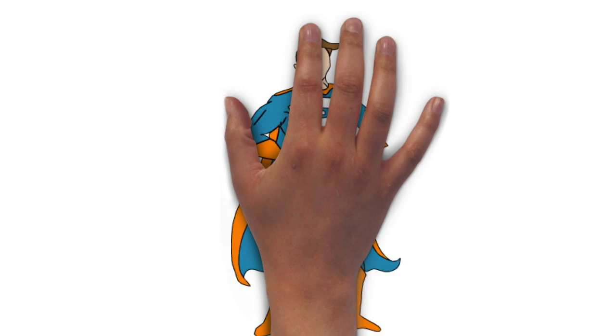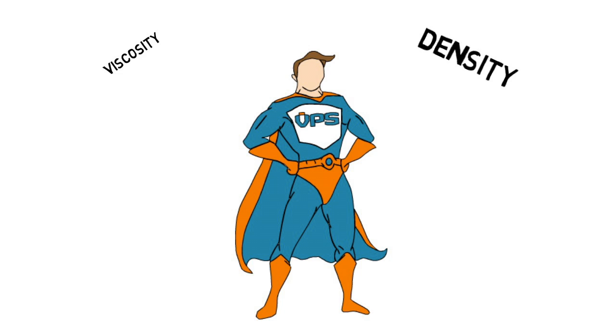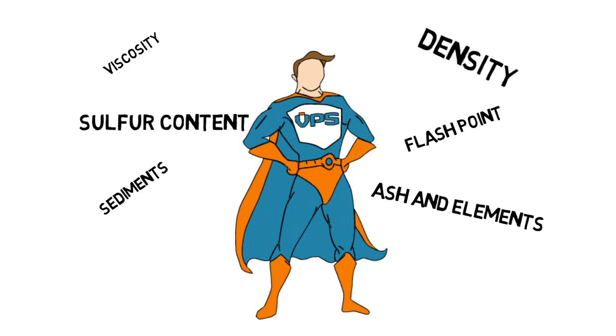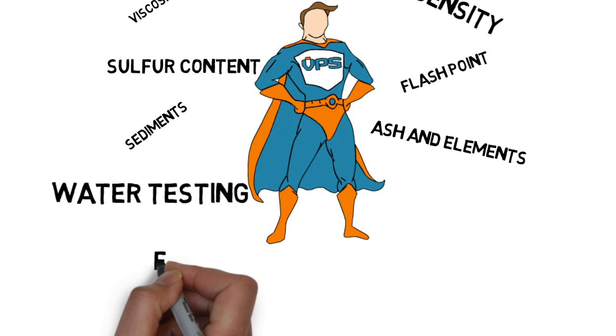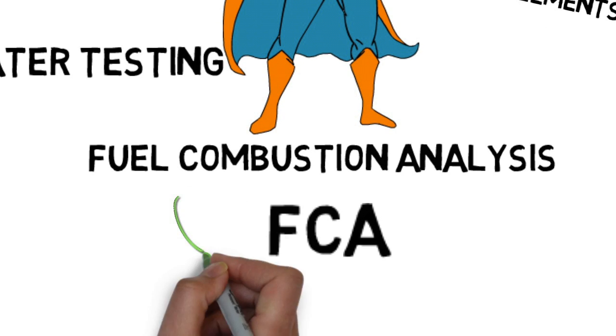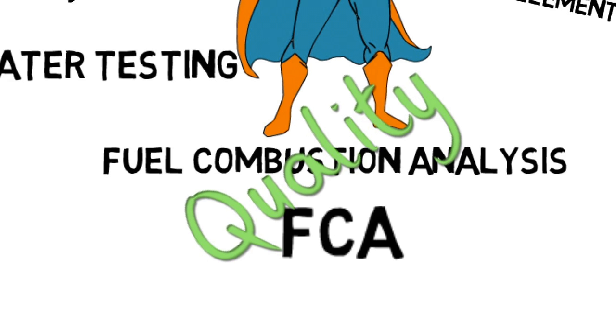Well, that is what we do here at VPS for our customers. We offer a full gamut of tests that determine the quality of fuel. And one of the tests that we run, the fuel combustion analysis test, measures the estimated cetane number, which will give the customer a really good idea as to the quality of fuel they bought.